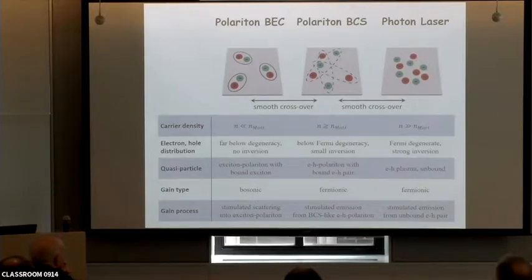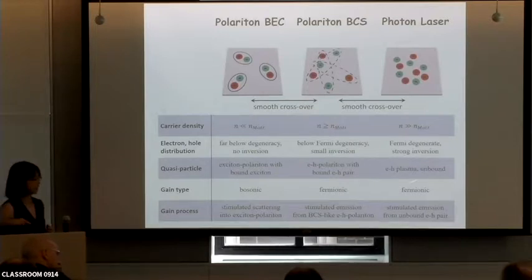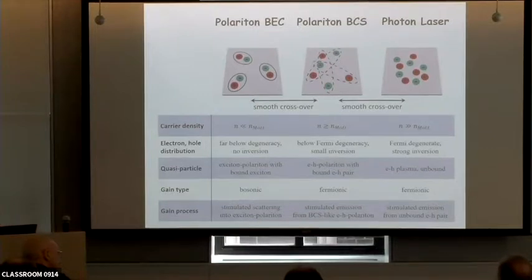So is the number density greater than the Mott density? That's what it should be if we go to the BCS limit. Yeah, so the density should be larger than the Mott density. As a result, the electron hole distribution should not really be Fermi degenerate as in the photon case, but is already above inversion density, which also means the gain that's provided to form such a many-body state is actually fermionic in nature rather than bosonic, like in the BEC limit. And the corresponding quasi-particle in this case would be an electron hole photon with a BCS type of wave function.